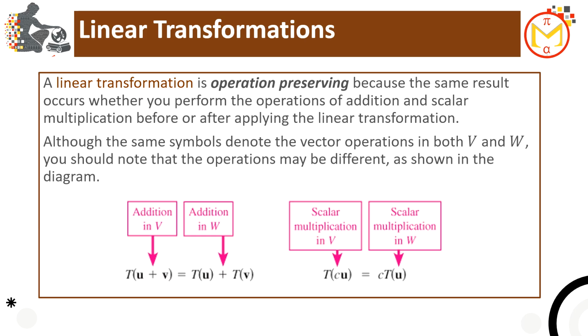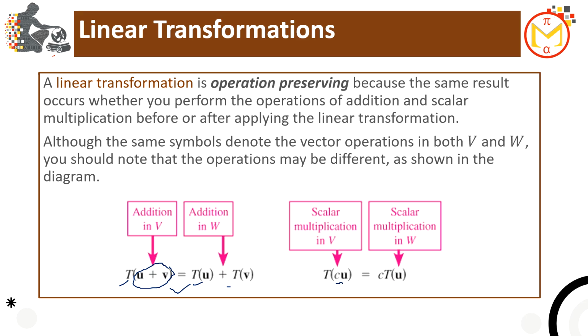So although the same symbols denote the vector operations in both V and W, you should note that the operations may be different as shown in the figure. In here, you add first the two vectors before you apply the transformation. In here, apply first the transformation before you add. Dapat, ang result nila ay pareho. Same way here, you apply the transformation to the product already, and it should be the same as when you factor out c and then apply the transformation to u.